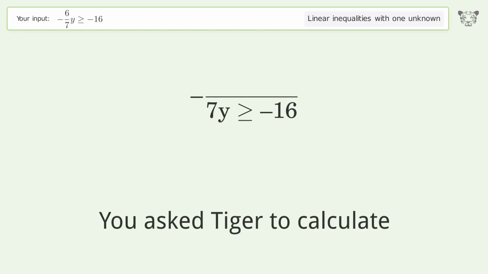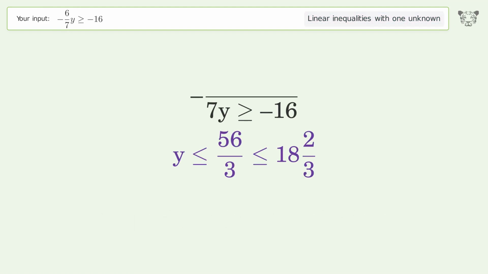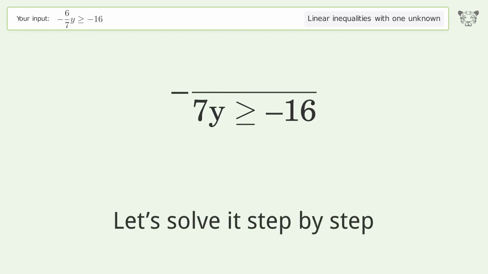You ask Tiger to calculate. This deals with linear inequalities with one unknown. The final result is y equal or smaller than 56 over 3 equal or smaller than 182 over 3. Let's solve it step by step.